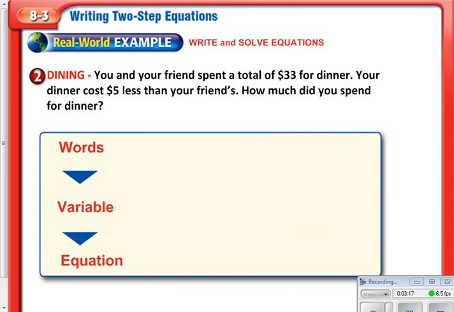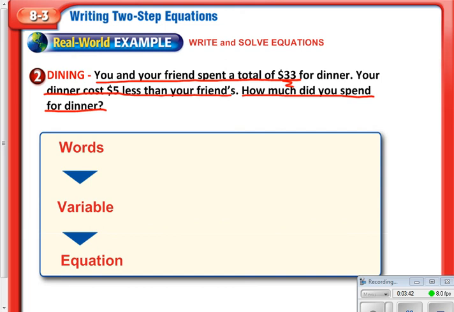Example 2, dining. You and your friend spend a total of $33 for dinner. Your dinner costs $5 less than your friend's. Find out how much you spent for dinner. So here's some information. You and your friend spend $33 for dinner. Your dinner costs $5 less than your friend's. How much did you spend for dinner?